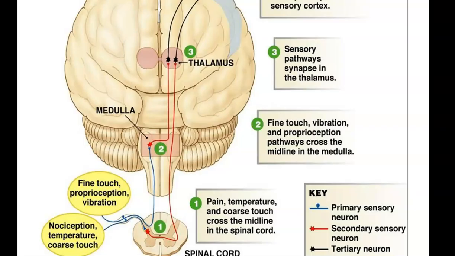From that medulla, it's going to take that fine touch, vibration, and proprioceptor pathways. They're going to cross the midline in the medulla. They're going to travel up to the thalamus. Here, that sensory pathway synapse in the thalamus is going to pick up on that information. And then we have another synapse that's going to send it further up.